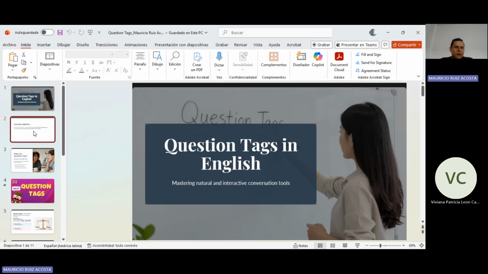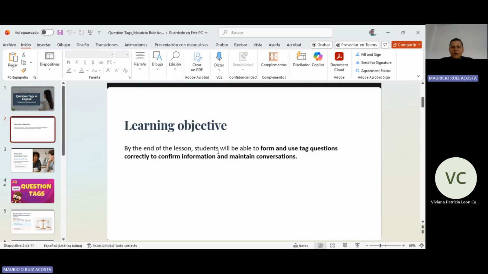This is the learning objective. Our learning objective for today is: by the end of the lesson, the student will be able to form and use tag questions correctly to confirm information and maintain conversation. That is our learning objective for today.